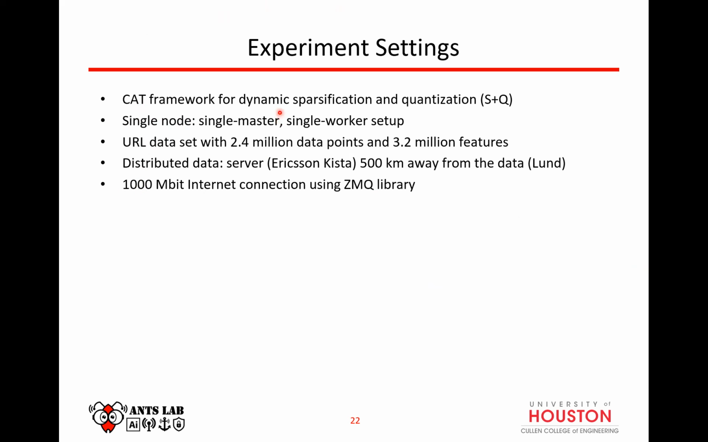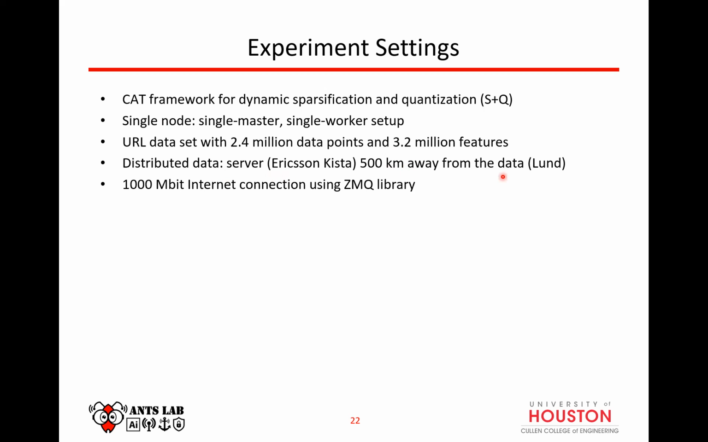They're first verifying with the sparsification plus quantization, the dynamic compression method. They're using the URL dataset, which is really huge. They have about 2.4 million data points and about 3.2 million features. And they're using the distributed data.